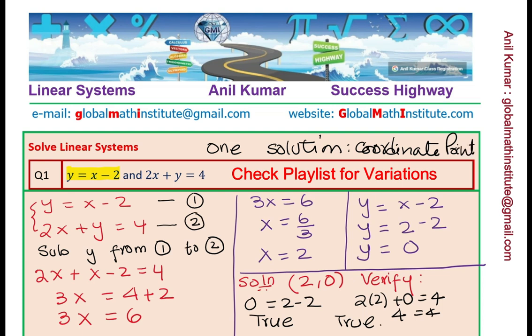So write the coordinate point, both x and y values, to show the solution. Is that clear to you? Perfect. So that gives you the foundation. Now let's move on to question number 2.